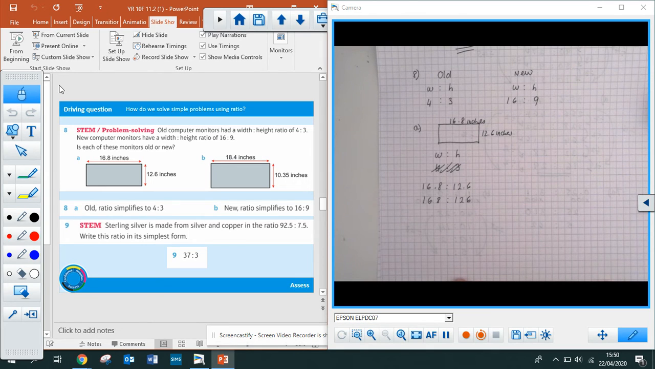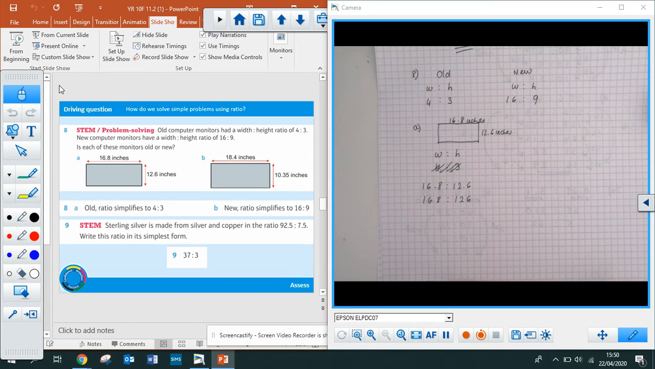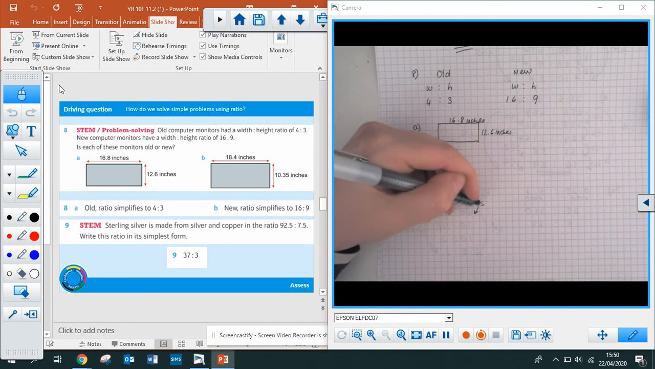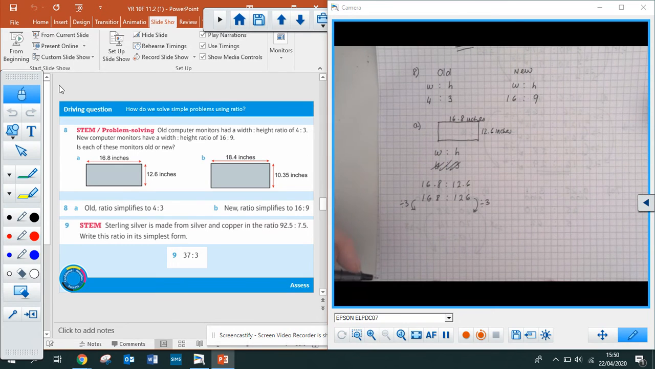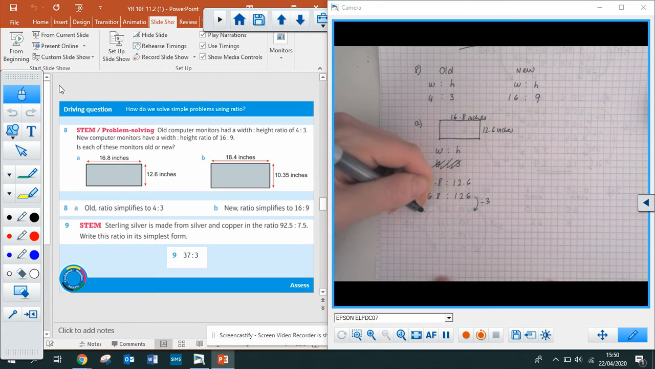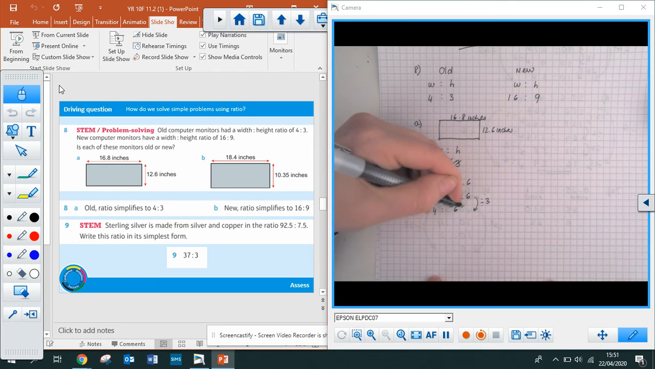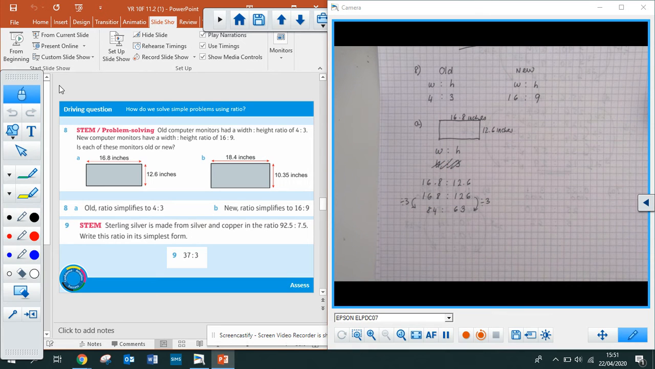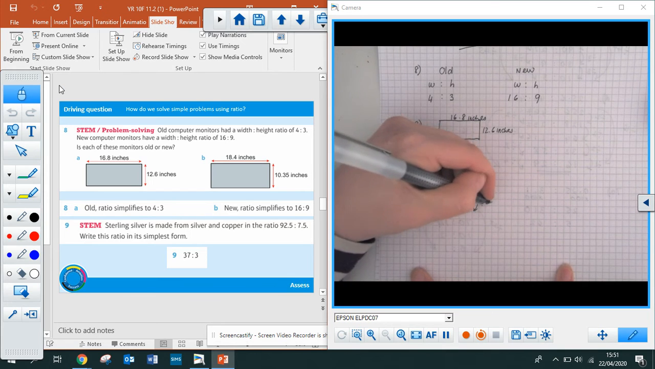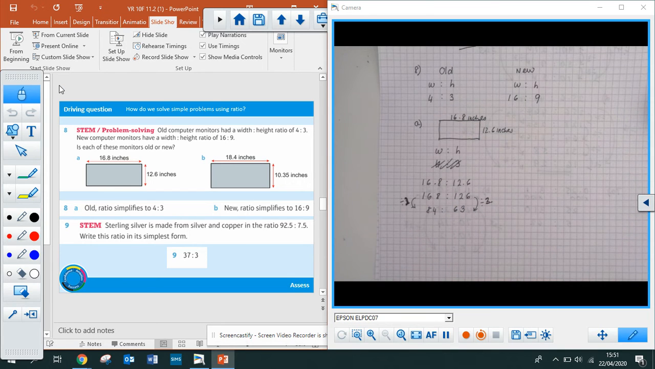Okay? I'm going to simplify them, and then that will help me work out what type of computer screen they are, old or new. Okay? I know they're both divisible by 2. You could have gone for 3. Doesn't matter. We get to the same point. I'm going to divide both sides by 2. That leaves me with 84 to 63. From there, I know they're not even anymore.